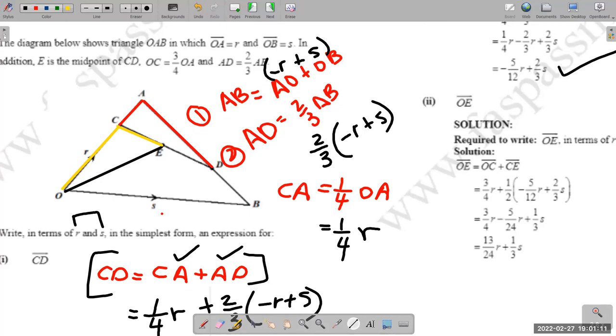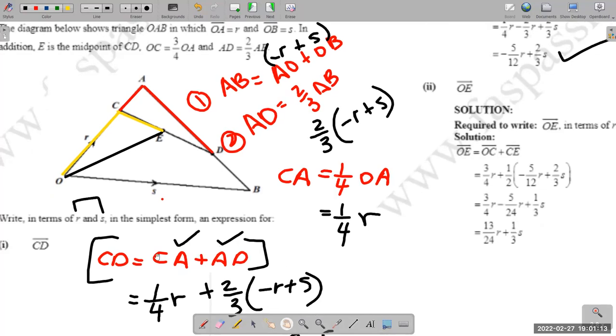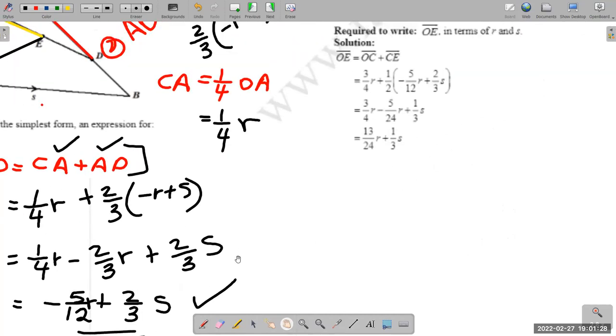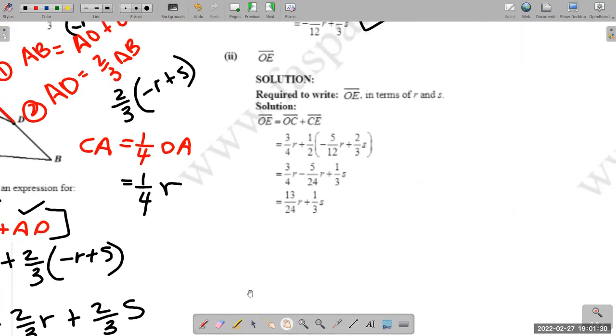Based on what we know, what is OC? OC is 3/4 of R, plus, and we know that CE is half of CD, and we just found CD. So we just need to find half of this. You see where the drama is coming in? Oh, look at it right here.